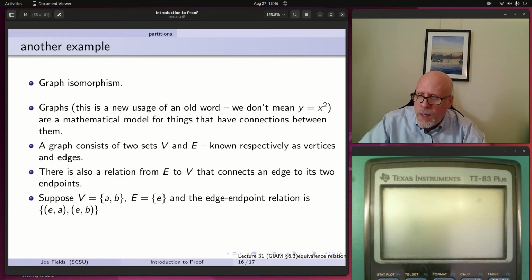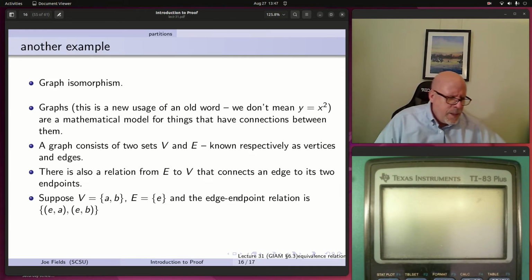Anyway, so we'll have a vertex set that consists of two things, A, B. Just giving you a quick example. An edge set that consists of one thing, E. And here I'm spelling out the edge endpoint relation. E is related to A and E is related to B. I can't tell you whether that's a directed graph or an undirected graph. I would need to have the direction implicit in there if I was trying to get the directed thing. So let's assume that's an undirected one. But E has A at one end and it has B at the other end.